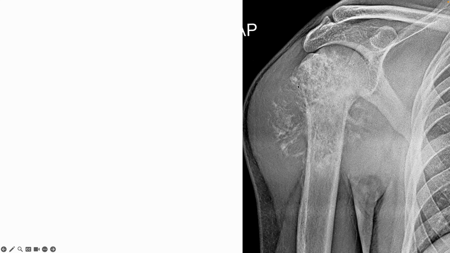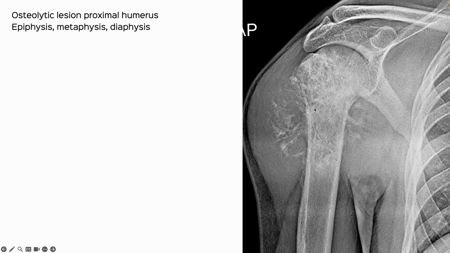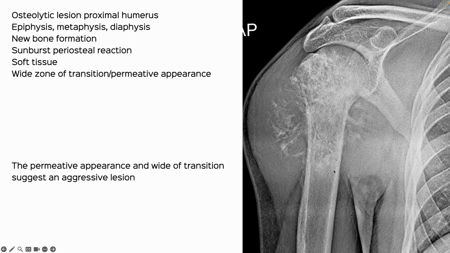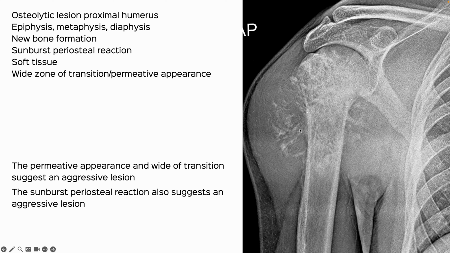And you can clearly see here that there is an osteolytic lesion in the proximal humerus, epimetadiaphysis. There's osteoid or new bone formation, there's a sunburst periosteal reaction, and there's osteoid along these spicules. You can see them here as well. There is abnormal soft tissue, a permeative appearance, and a wide zone of transition.